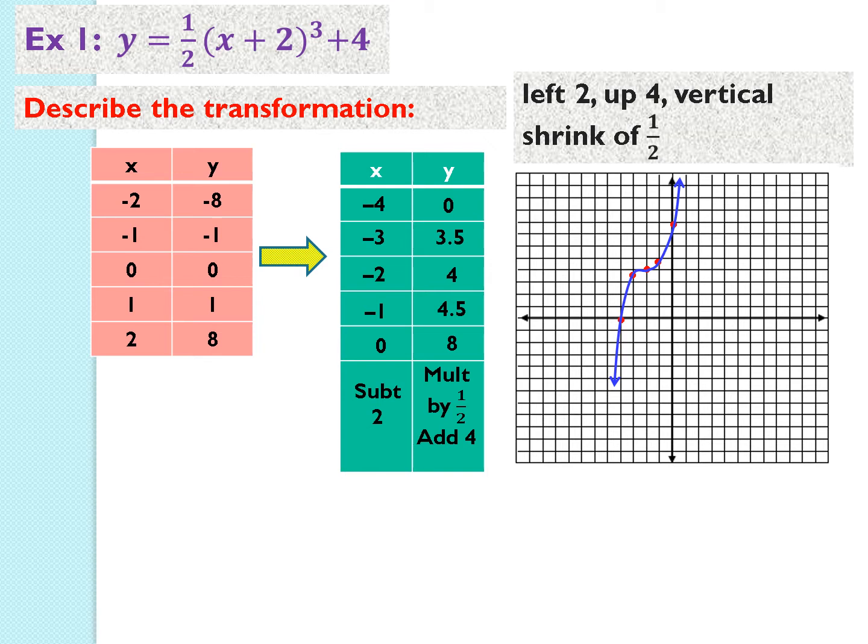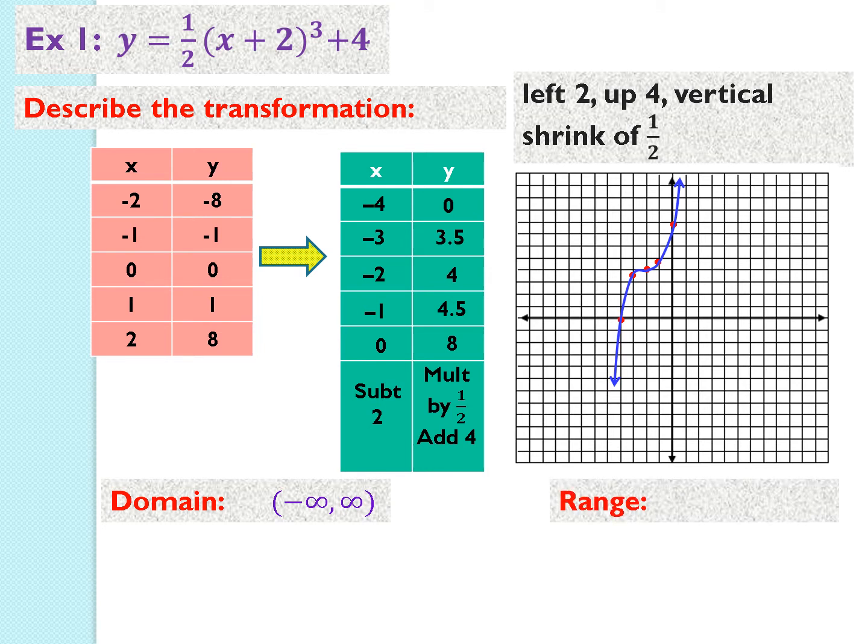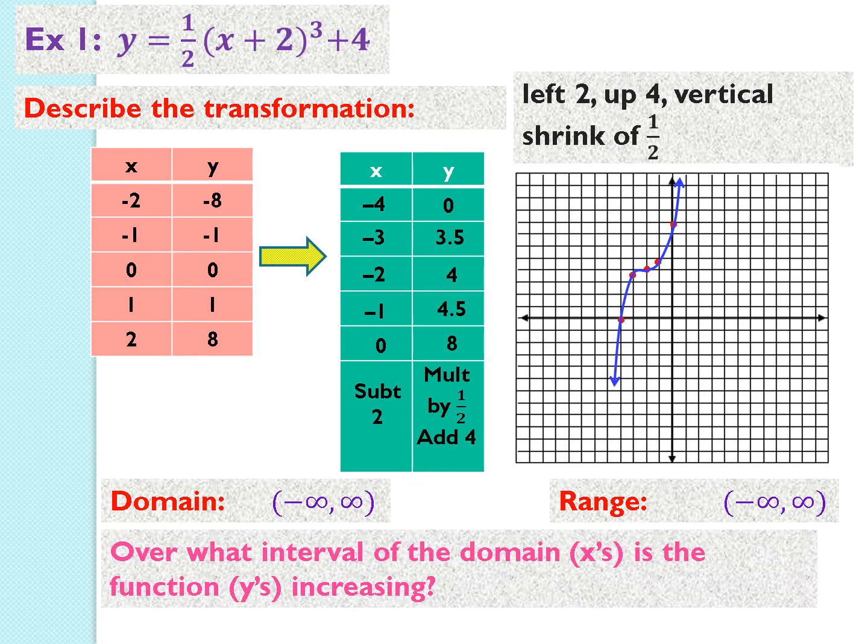And that's our graph. That's the graph of y equals 1/2 times (x plus 2) cubed plus 4. Now let's look at the domain. Again, the domain is negative infinity to infinity. That doesn't change. Same with the range. The range is negative infinity to infinity as well.